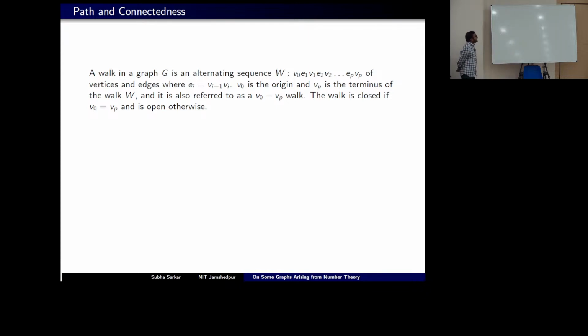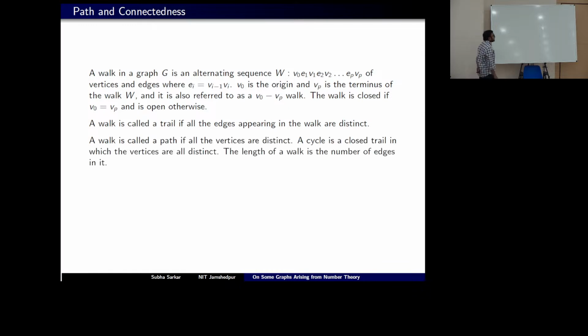Now a walk in a graph is an alternating sequence of vertices and edges, such that e_i is nothing but the edge v_{i-1} v_i, and we say v_0 is the origin, v_p is the terminus. We say this is a v_0 v_p walk. It is said to be closed if v_0 is equal to v_p, and a walk is said to be a trail if all the edges appearing in this walk are distinct. It is said to be a path if all the vertices are distinct. It is called a cycle if it is a path where the beginning point and end point are the same.